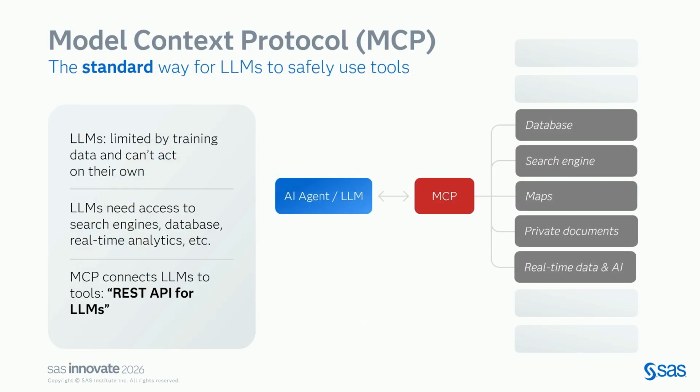LLMs have two major flaws. Once LLMs are trained, you can't really ask any questions outside of the scope that they were trained on. Also, LLMs cannot really act on their own. For that, they need access to tools. Tools like databases, search engines, or real-time analytics. And this is where MCP comes into play. MCP bridges the gap between LLMs, AI agents on the one hand, and tools on the other. It's a standard way for LLMs to call tools. See it as the REST APIs for LLMs to call tools, if you will.